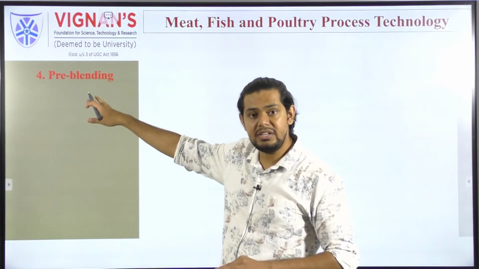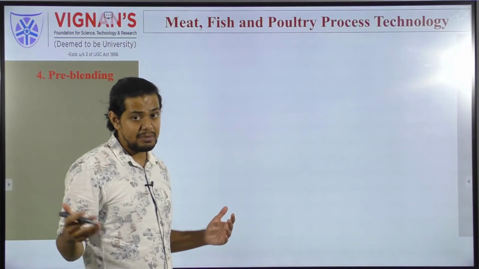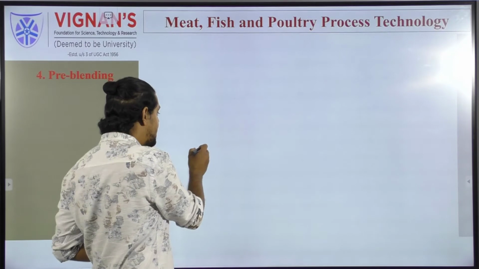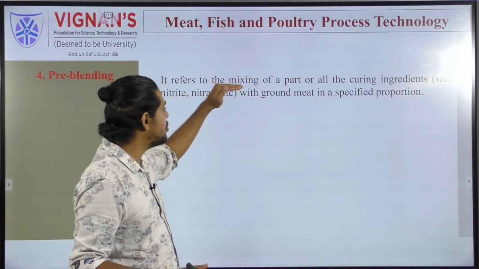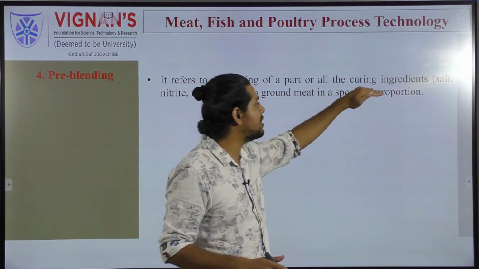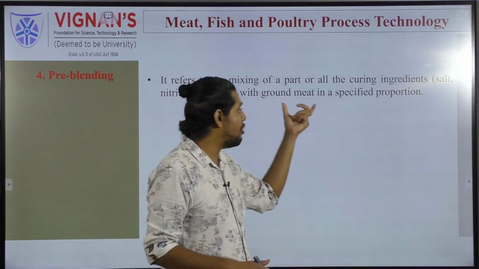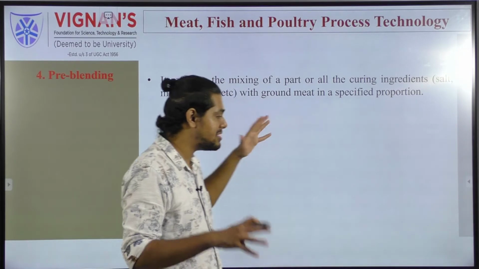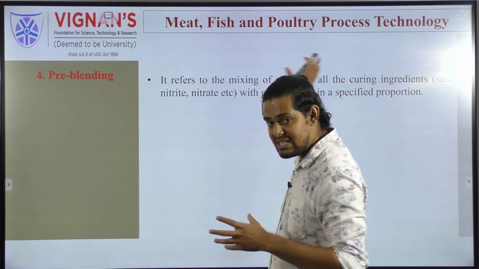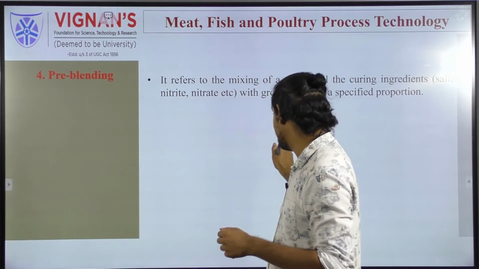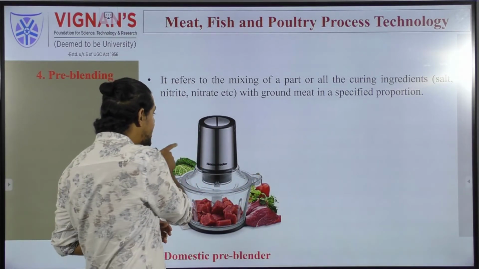Okay, so the next type of process is the pre-blending operation. What exactly do we understand by the term pre-blending? As we are already aware, blending means mixing of two or more ingredients. It refers to mixing part or all of the curing ingredients such as salt, nitrate, nitrite, etc. with ground meat in a specific proportion. So we are mixing the ground meat with a specific proportion of ingredients such as salt, nitrate, as well as nitrite. It can be performed at a domestic level and also on an industrial scale.